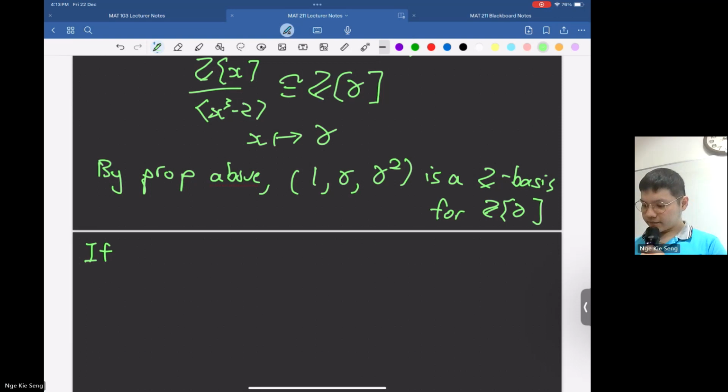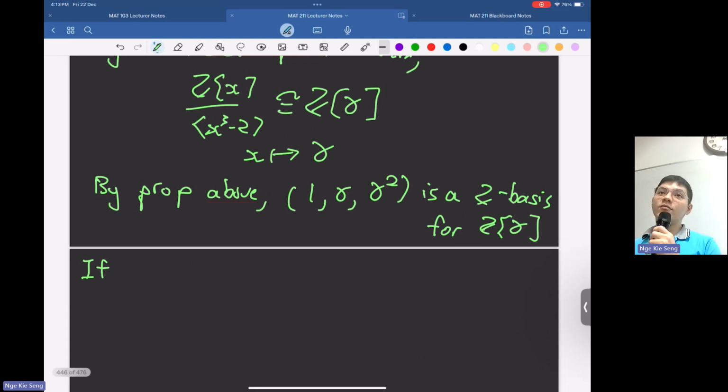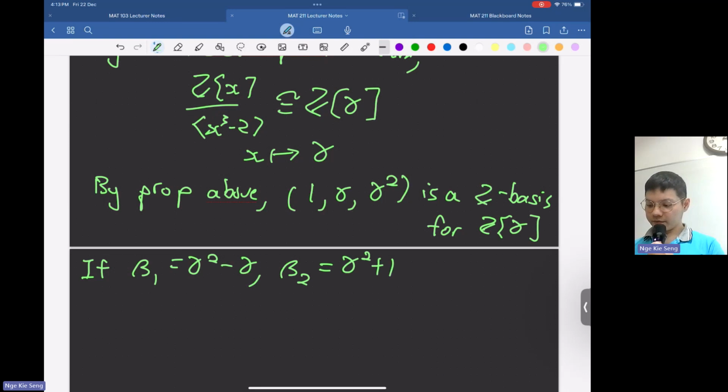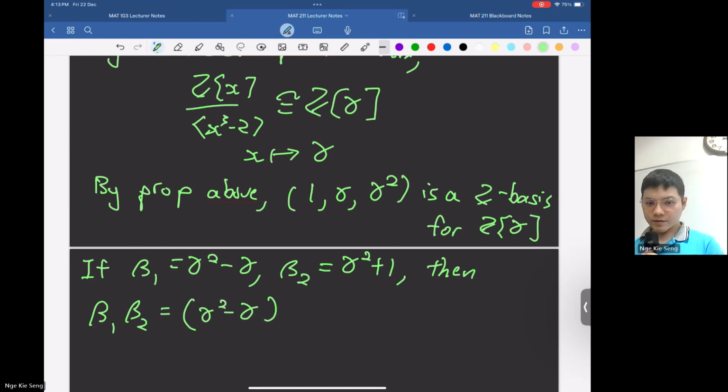So let's say, what are the elements in Z adjoin gamma? For example, we can take beta 1 equals gamma squared minus gamma and beta 2 equals gamma squared plus 1. Okay, and then let's consider what is beta 1 times beta 2. Okay, what's beta 1 times beta 2? Right. Okay, so beta 1 times beta 2 is what? Anyone quickly compute this?